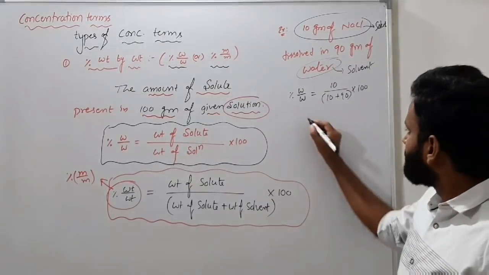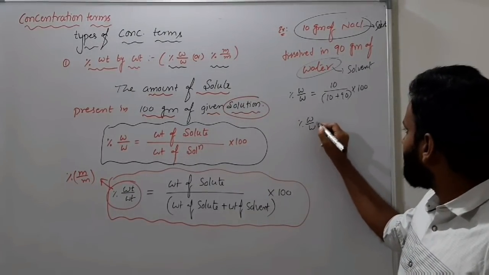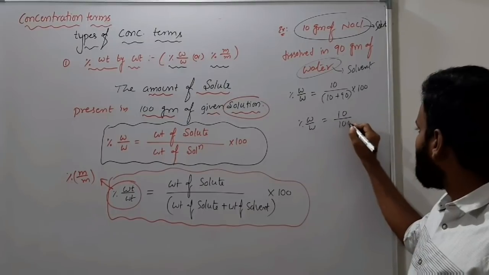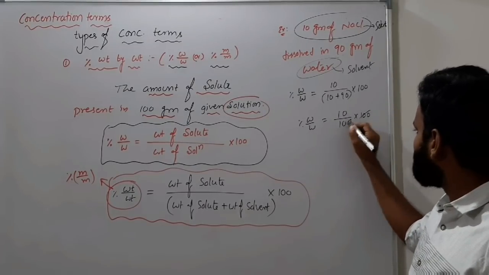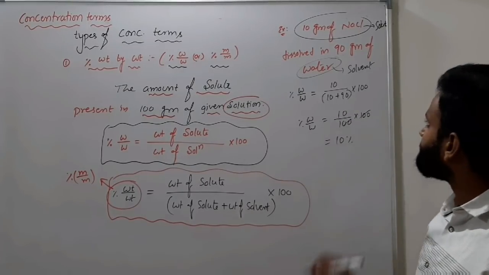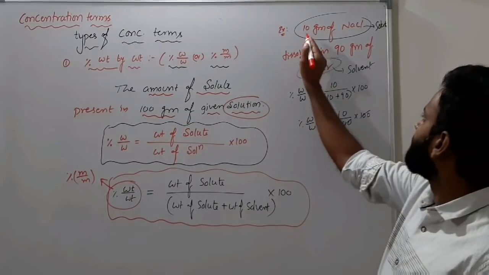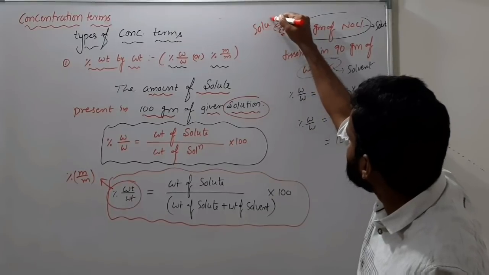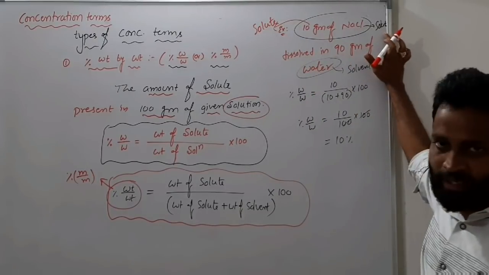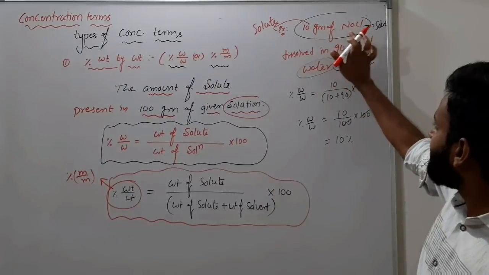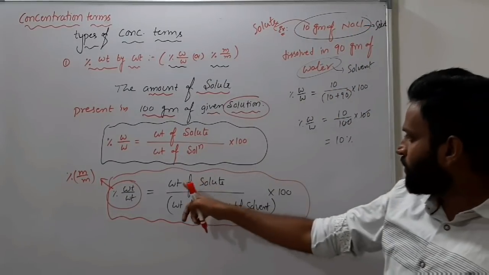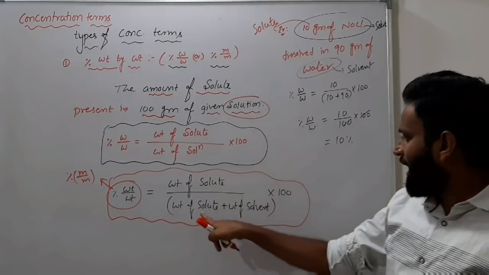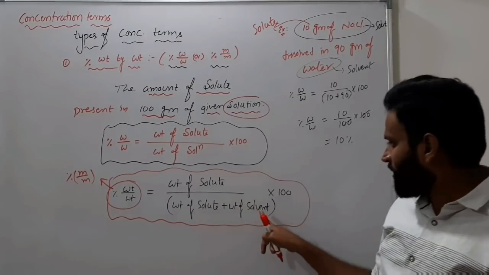Okay, so what is percentage weight by weight now? It's 10 by 100 into 100. So it's just 10%. So who is the solute? That is very important. 10 grams of NaCl is the solute. If you are unable to see here what I wrote, 10 grams of NaCl is a solute. So solute weight I have taken here 10, and weight of solvent is 90.